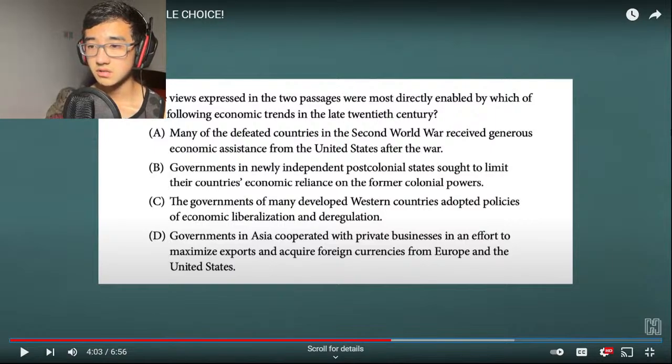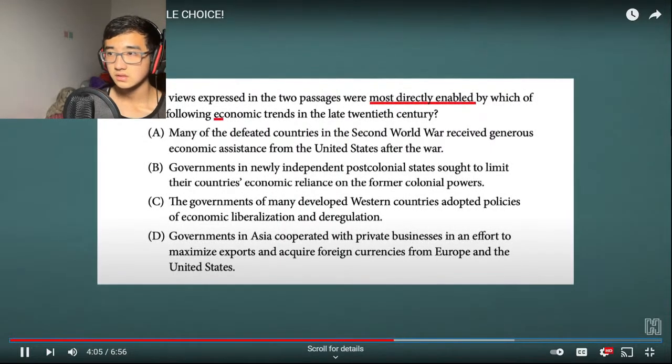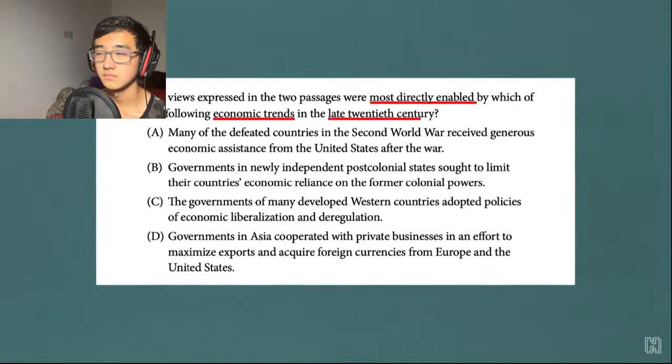D, governments in Asia cooperated with private businesses in an effort to maximize exports and acquire foreign currencies from Europe and the United States. Nah, it's probably B. I'm probably wrong. It might be B. C might be the distractor. Underline most directly enabled, economic trends, and late 20th century. That's going to keep me on target. So this is a causation question.